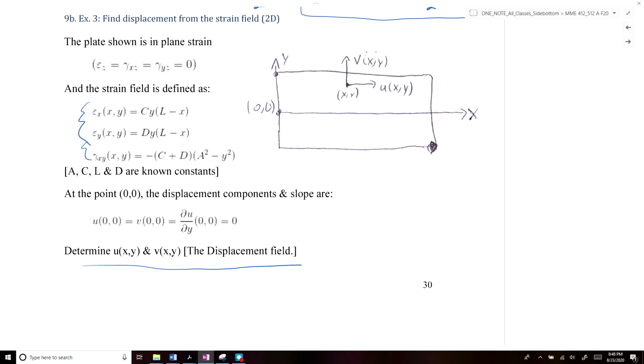We're also given the boundary conditions at our origin point for this plate. So we know that the displacement in the x and y is equal to 0, as well as the change in the displacement u as a function of y in the x direction is also equal to 0. Right? So using this information, we can determine u of x,y and v of x,y. Okay?